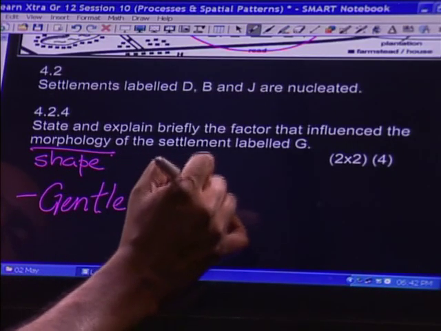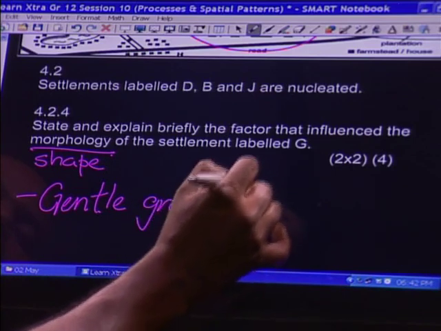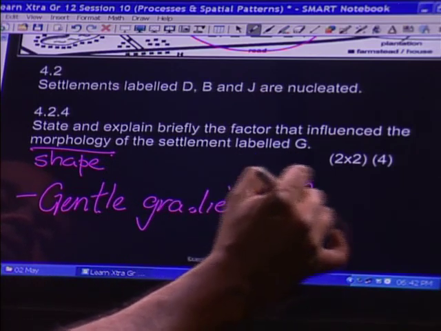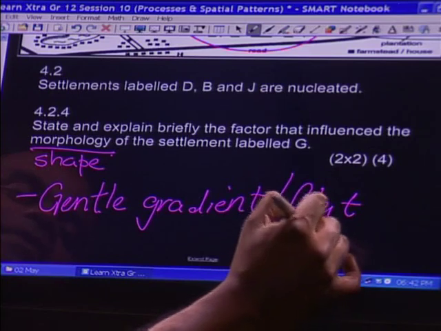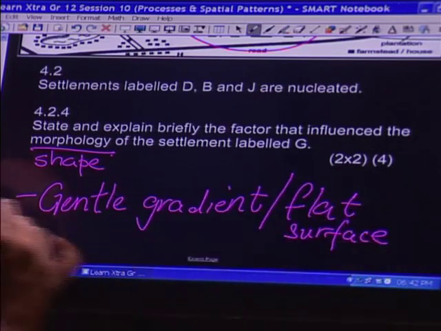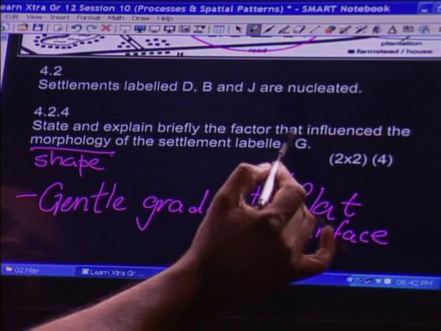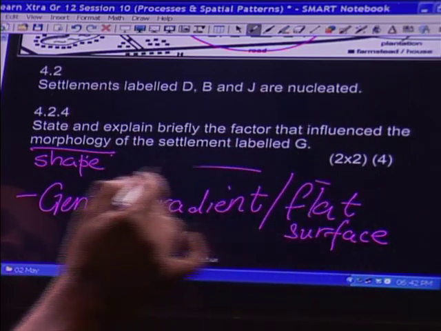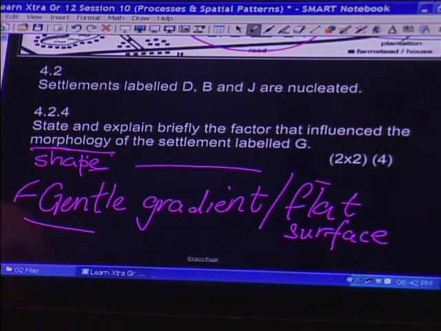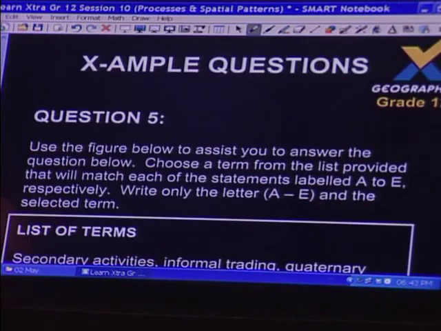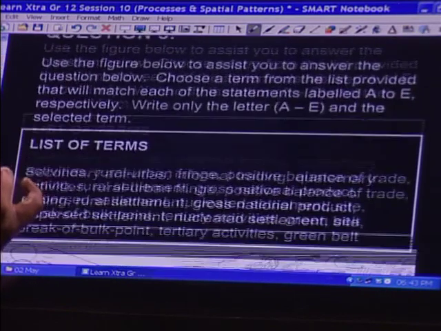gradient. The gentle gradient or flat surface. In this example, that particular factor has influenced the morphology of the settlement. Moving on to the next question. Question 5.